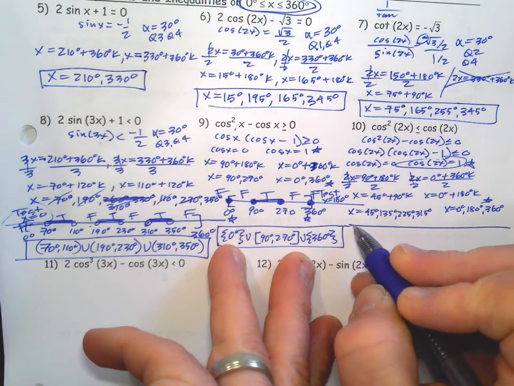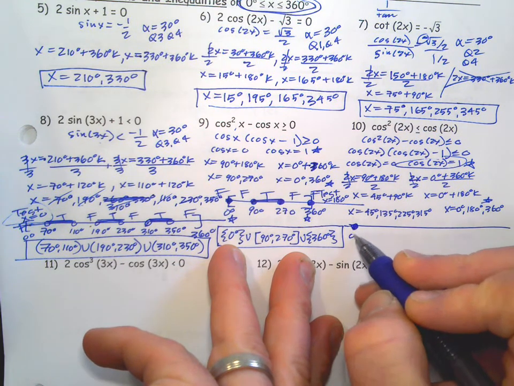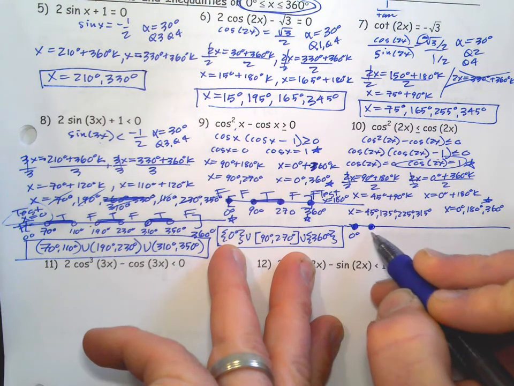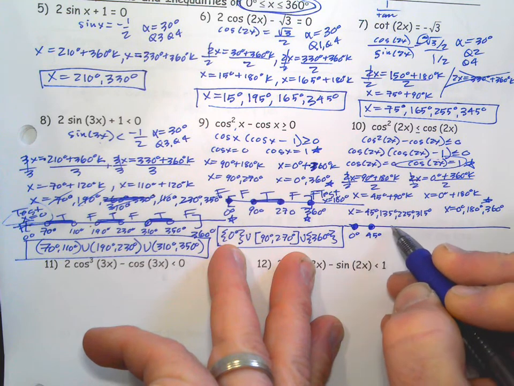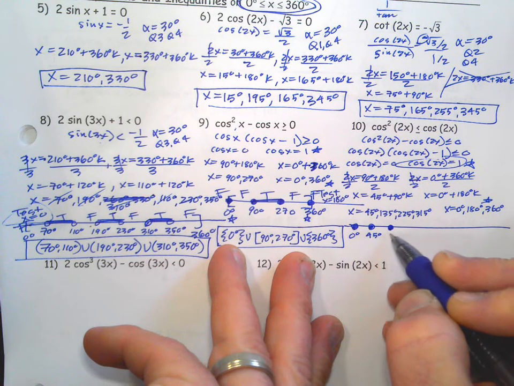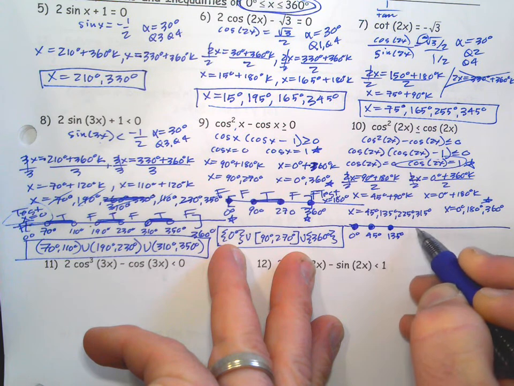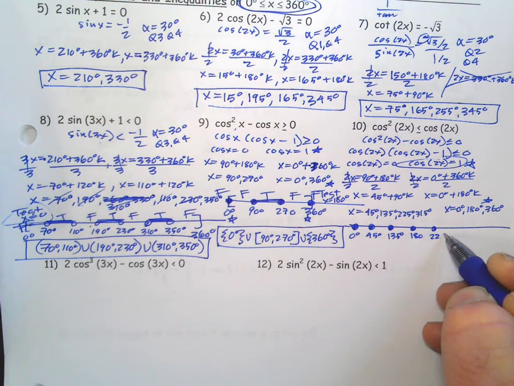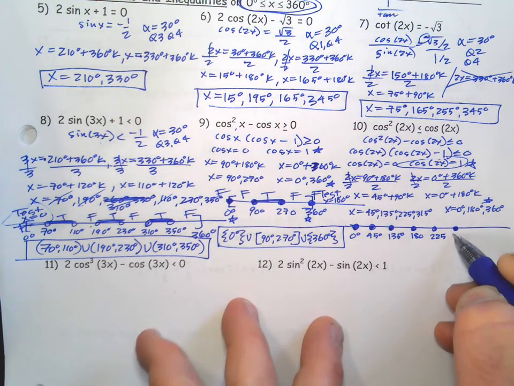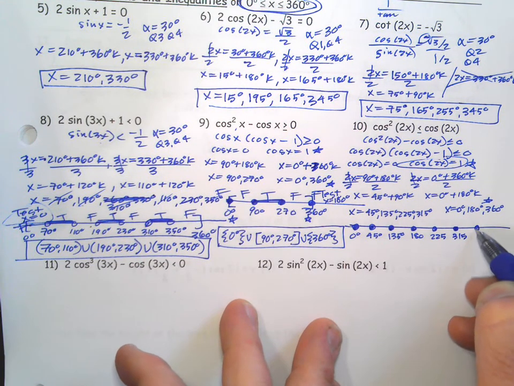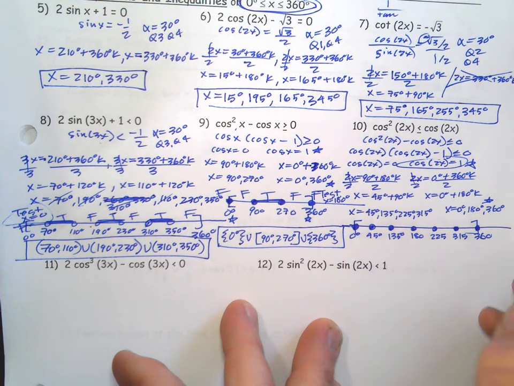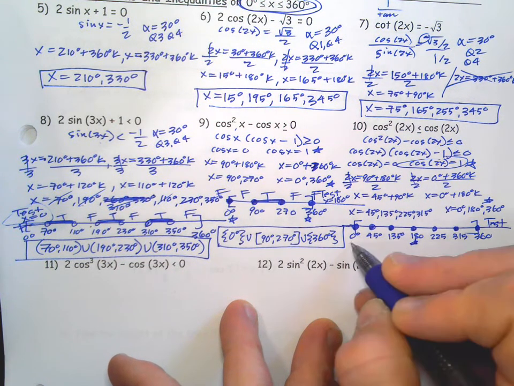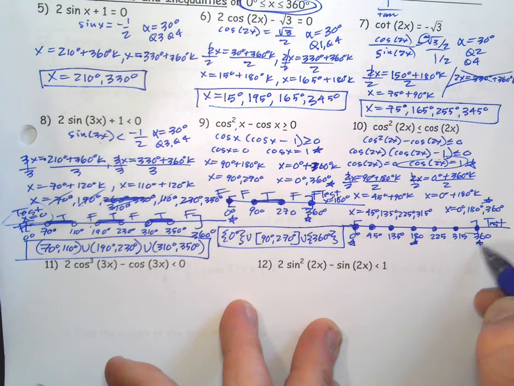These are all solid dots: 0, 45, 135, 180, 225, 315, 360. Okay, put the little brackets on there. Now we're going to test something. Now be careful, 180, 0, and 360. Put these stars next to them just to keep track of them.